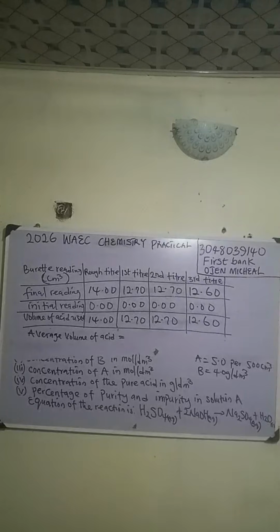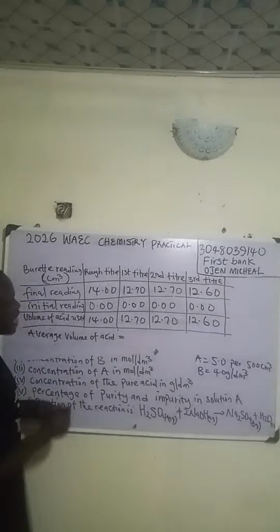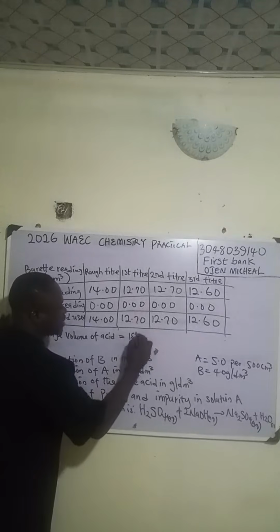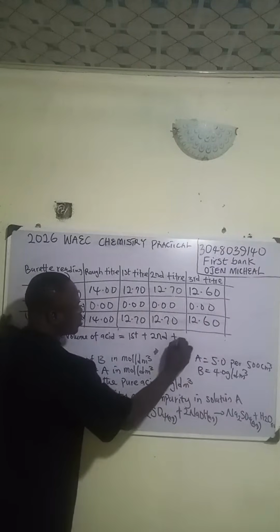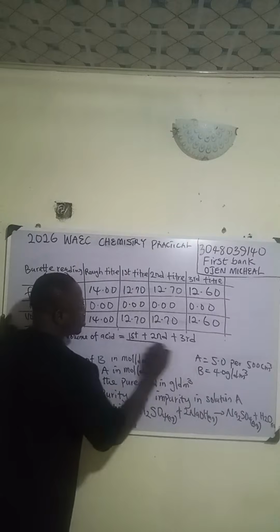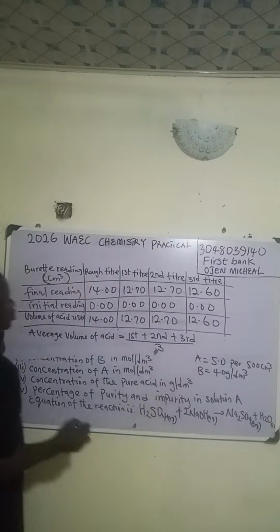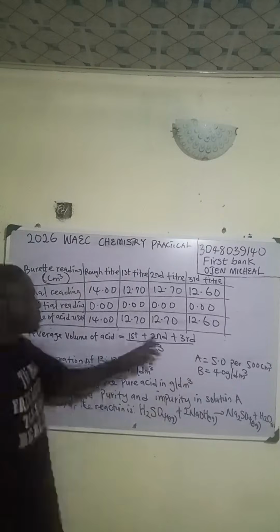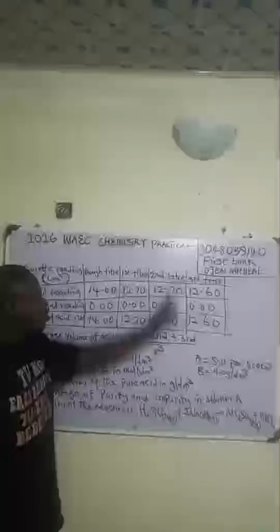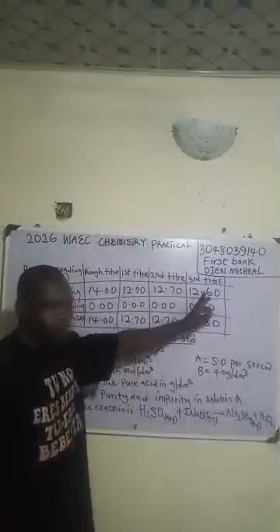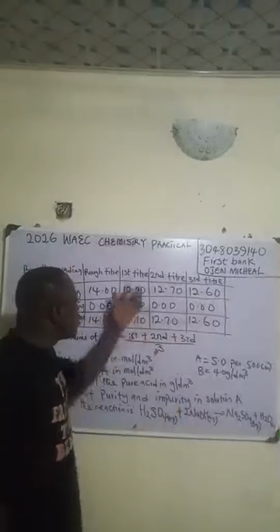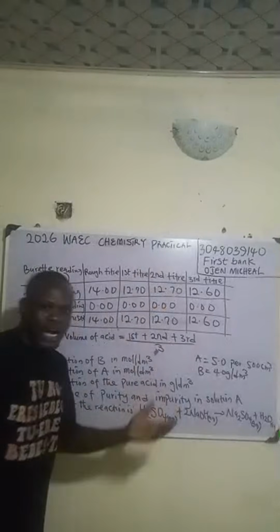All right, that is beautiful. So we are now going to calculate our average volume of acid. Average volume of acid is the first titer plus the second plus the third, and you are going to divide by 3. You can as well use the first and second and divide by 2 without using the third. You are still fine. You can use first and second. You are still okay.